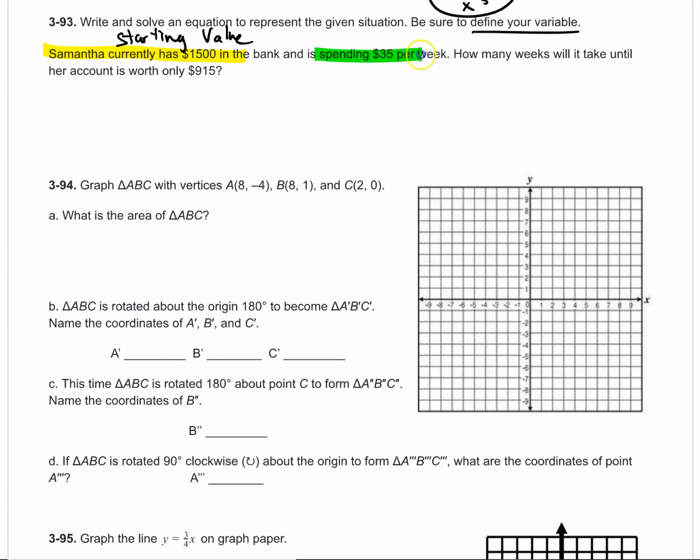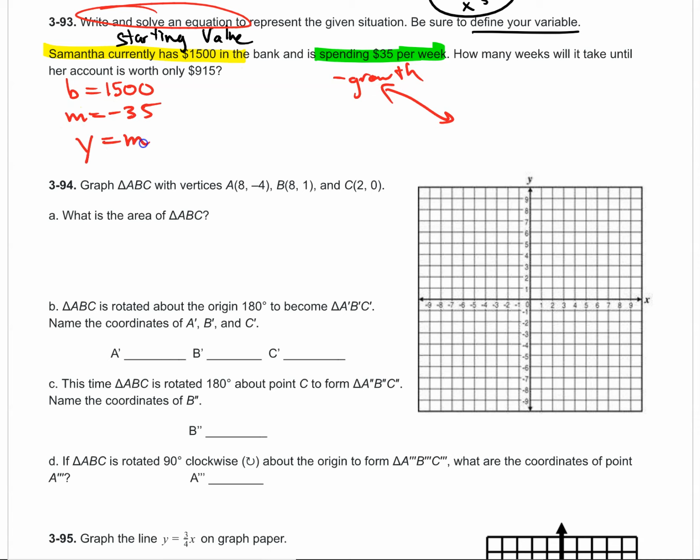She is spending $35 a week. That looks like a negative growth. Her money is decreasing. How many weeks will it take until the account is only worth $915? We're supposed to write and solve an equation. So, if our starting value is $1,500 and our slope or growth is negative 35, let's plug these into y equals mx plus b.